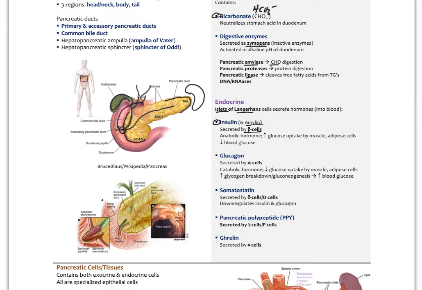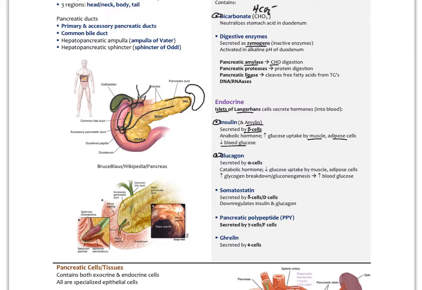Insulin is one of your primary anabolic hormones in the body. In short, it basically increases glucose uptake by muscle and adipose tissue, and it's going to essentially promote storage of fats. It's going to promote storage of glycogen and so forth, and its overall role is to decrease plasma glucose.